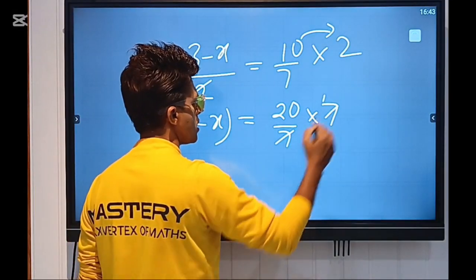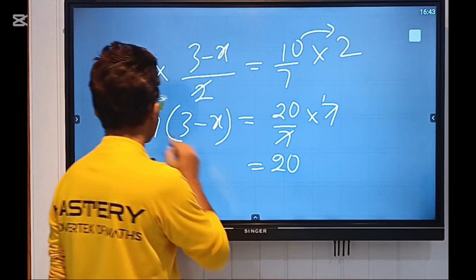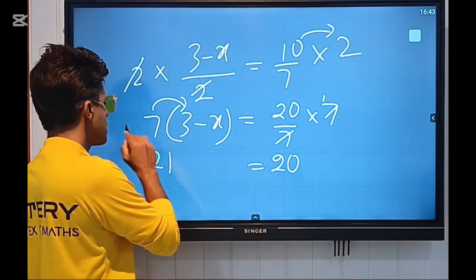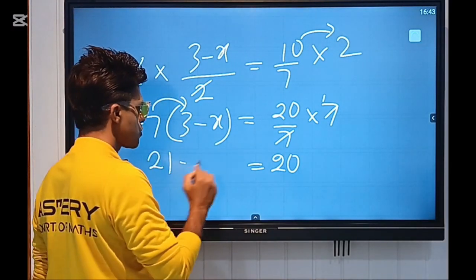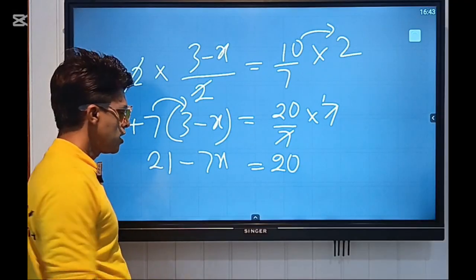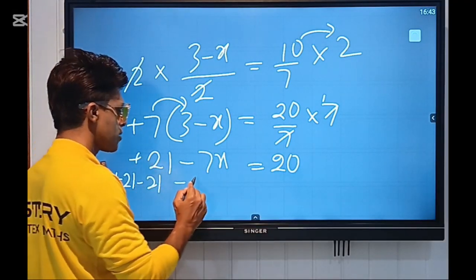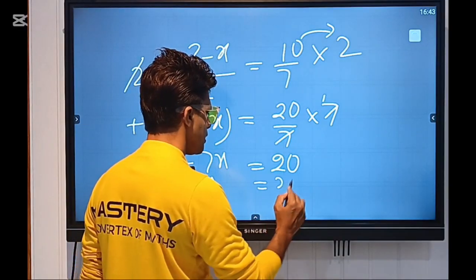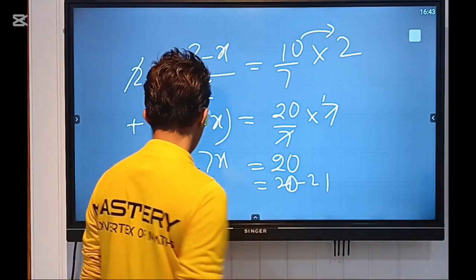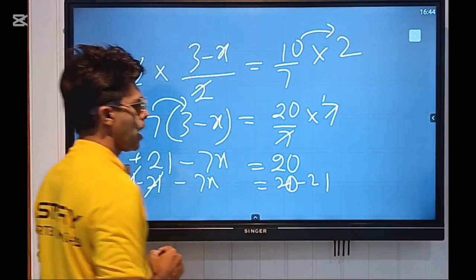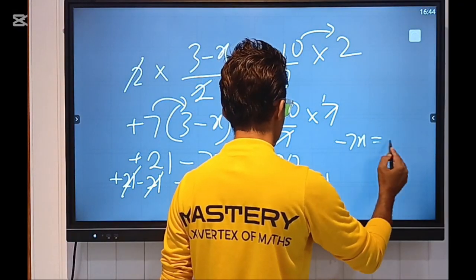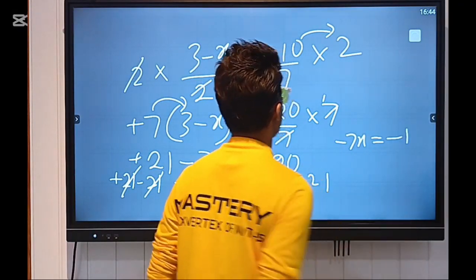You need to multiply 1 time 20, that is 20. So 7 times 3 is 21. Here plus, here minus. Plus times minus, 7 times x, minus 7x. So here plus 21. Then you could subtract 21 from both sides. Simplify these two. Then minus 7x equals 20 minus 21, which is minus 1.